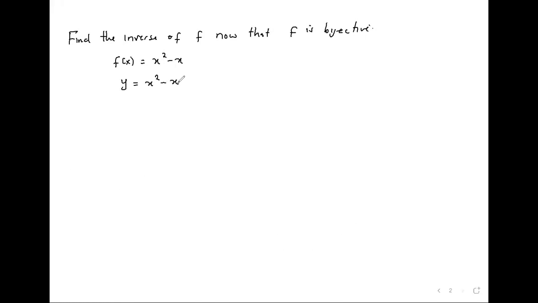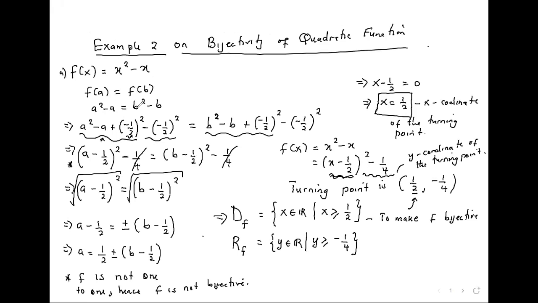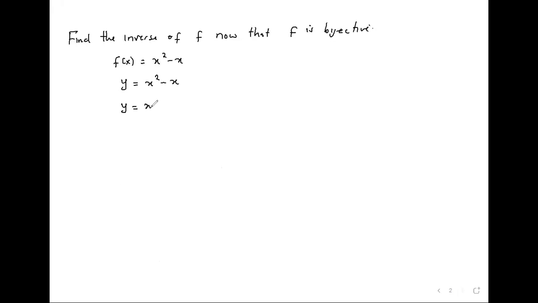To find x, to make x the subject, you've seen that it needs completing the square. But the good news is that we've already done the completing the square. See, it is sitting here. So it's here, x minus 1 over 2 squared minus 1 over 4. Then we take this the other side. So we have y plus 1 over 4 is equal to x minus 1 over 2 squared. Then we square root.